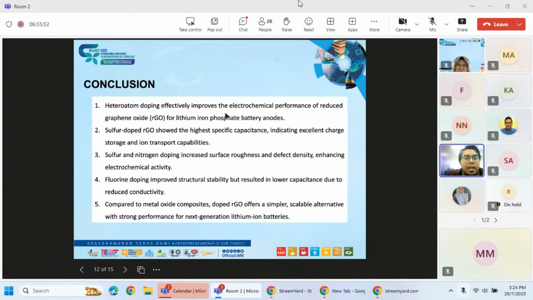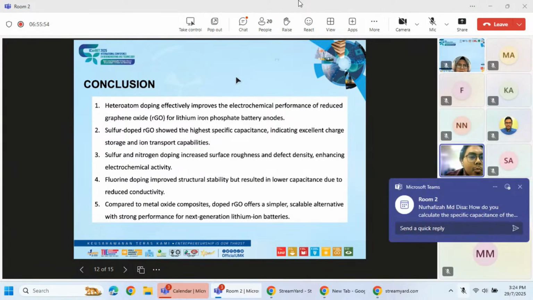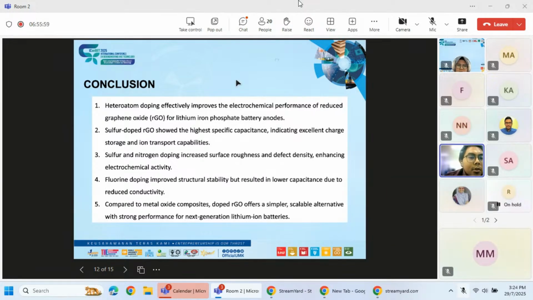So the conclusion that I can make is, first, heteroatom doping effectively improves the electrochemical performance of reduced graphene oxide, RGO, for lithium iron phosphate battery anode. Second, the SRGO shows the highest specific capacitance, indicating excellent charge storage and ion transport capability. Third, SRGO and NRGO increase the surface roughness and defect density, enhancing the electrochemical activity. Then number 4, the fluorine doping improves structural stability but results in lower capacitance due to reduced conductivity.